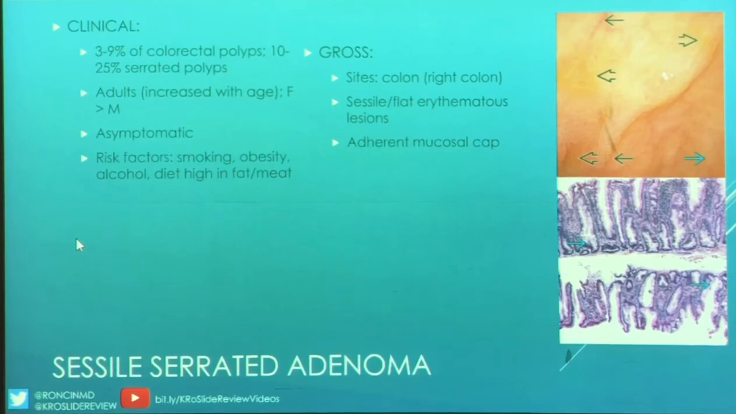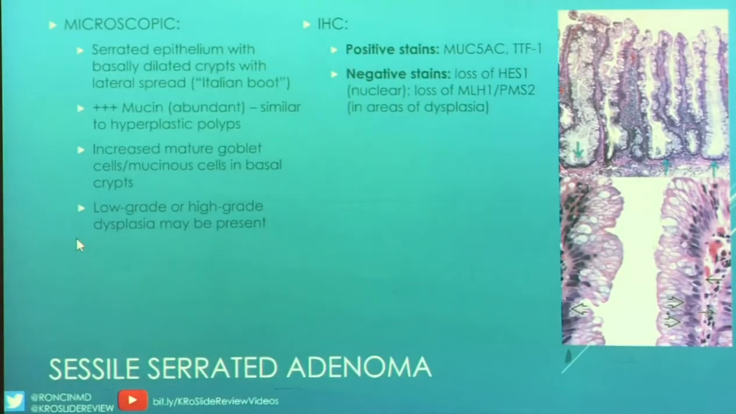On the bottom, what I'm showing is more basal dilatation and serrated lesions, and wonderful embedding. You have that serrated epithelium with the lateral spread of the basal crypts, so that's your Italian boot shape. There will be a lot of mucin associated with this, very similar to hyperplastic polyps. So you can see why hyperplastic polyp versus an SSA can sometimes be a difficult differential to get around.